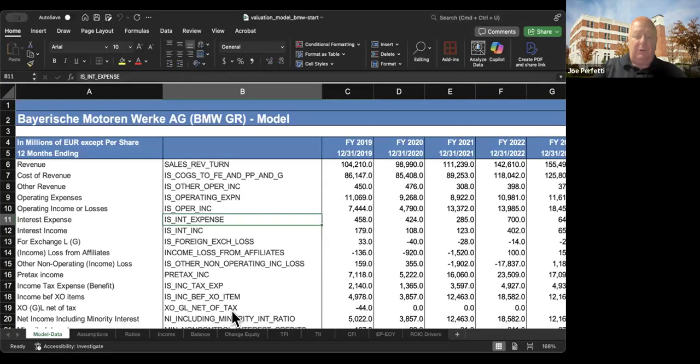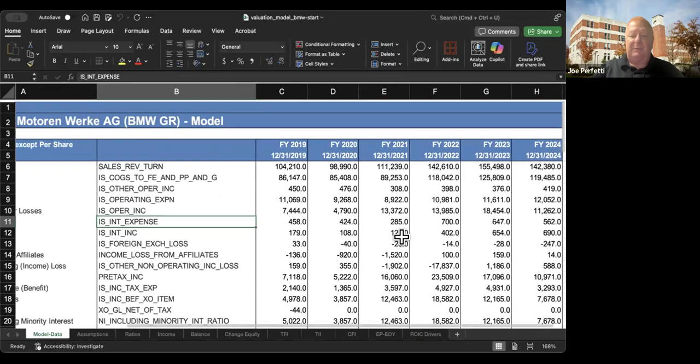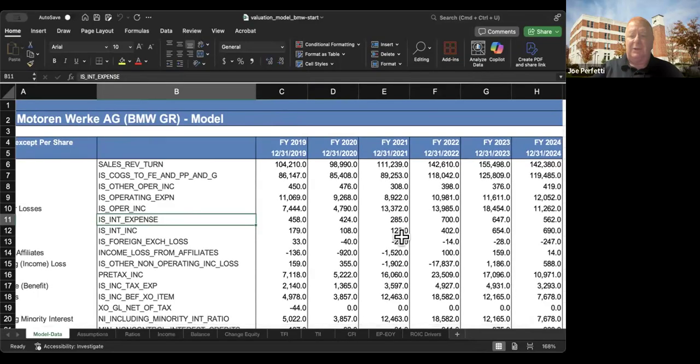All right, so this is what we're going to be working in primarily this evening. It's a series of worksheets that go from left to right. The first one is called model data. And this has 6 years of historical BMW income statement, balance sheet, and cash flow data in rows from 2024 going backwards.